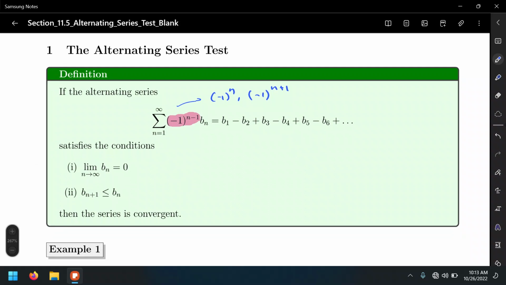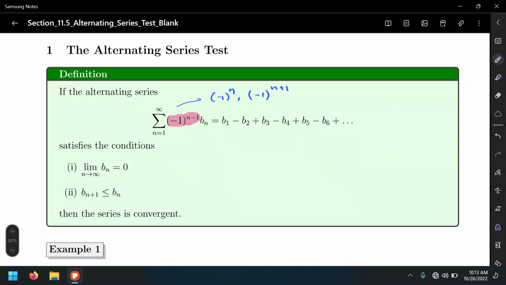There are a couple of conditions that have to be satisfied for an alternating series to converge. Number 1, the limit of the sequence related to the series has to converge to 0. If the limit is not 0, or is infinity or DNE, whatever it is, then we stop there and we don't have to do anything else. And we also have to show that the sequence is decreasing.